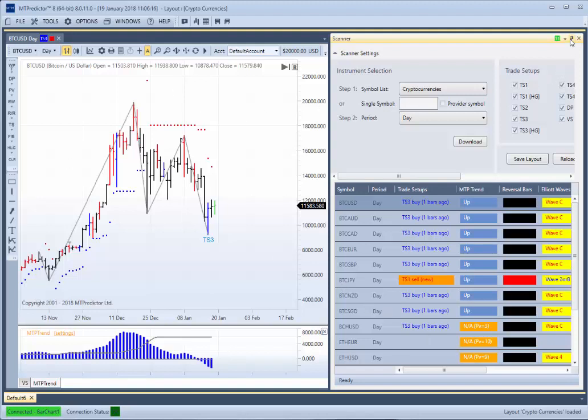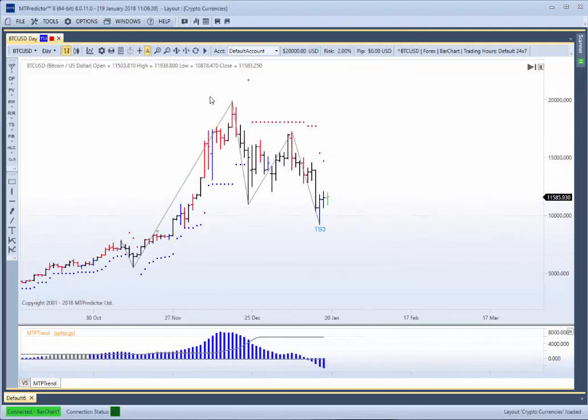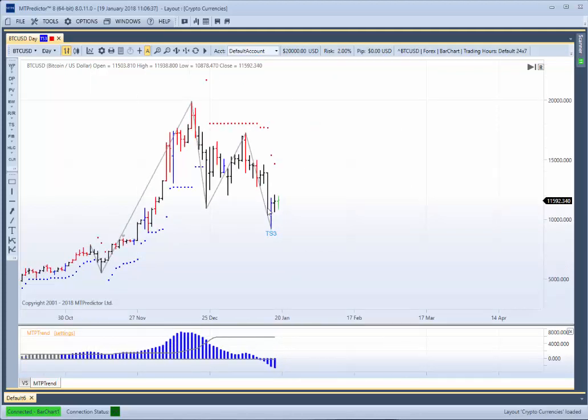So I'll just take the scanner out of the way there and have a look at Bitcoin. You see Bitcoin's come down from $20,000 by about a 50% retracement down into about the $10,000 area, where now we're getting a potential TS3 buy setup. So it'll be very interesting to see whether this does prove to be a low and Bitcoin rallies. If it does, well then it could be a good buying opportunity, but we'll have to wait and see.